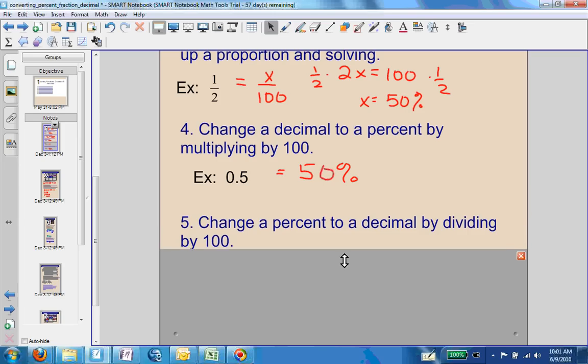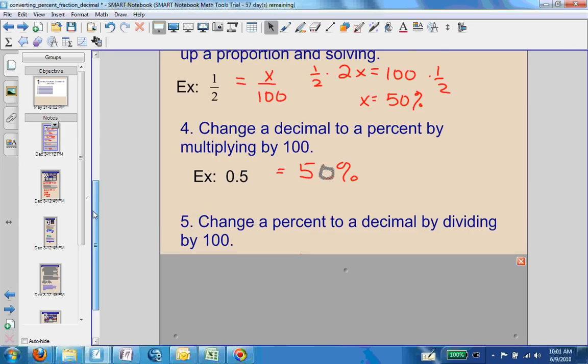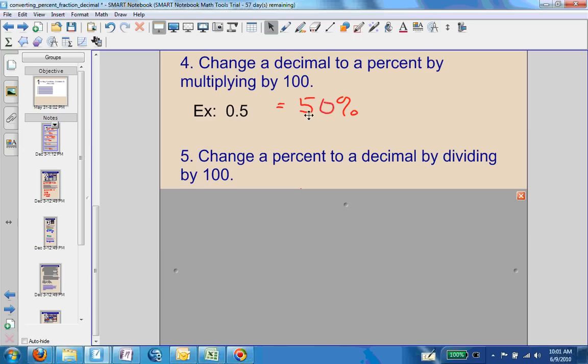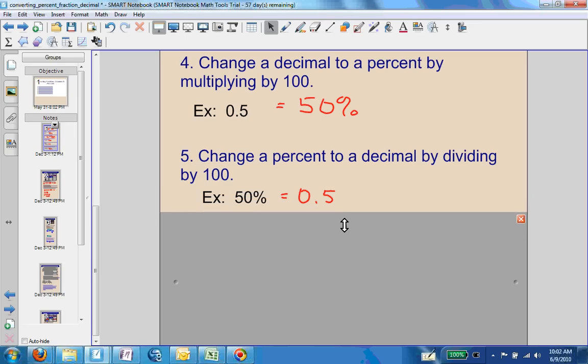The next thing is changing a percent to a decimal. So if we have a percent and we change it back to the decimal, we're actually moving the decimal back 2 places to the left and making it look like a smaller number, even though it means the same value. So we do that because we're actually dividing by 100. So remember that percent means out of 100.